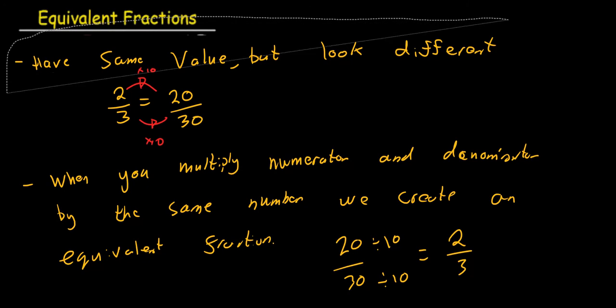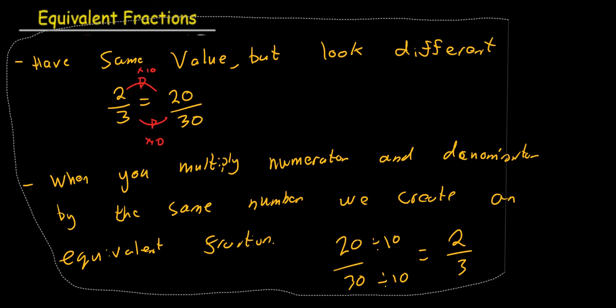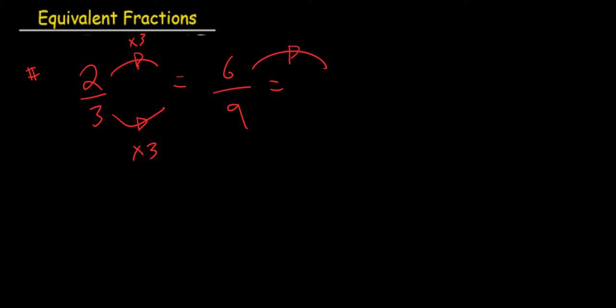Okay, so let's look at some examples. When we simplify fractions, we get equivalent fractions. So 2/3, we can multiply top and bottom by any number, let's say 3, to get an equivalent fraction, which would be 2 times 3 is 6, 3 times 3 is 9. Okay, so we can multiply again by any number to get an equivalent fraction. So 5 6s are 30, 5 9s are 45.